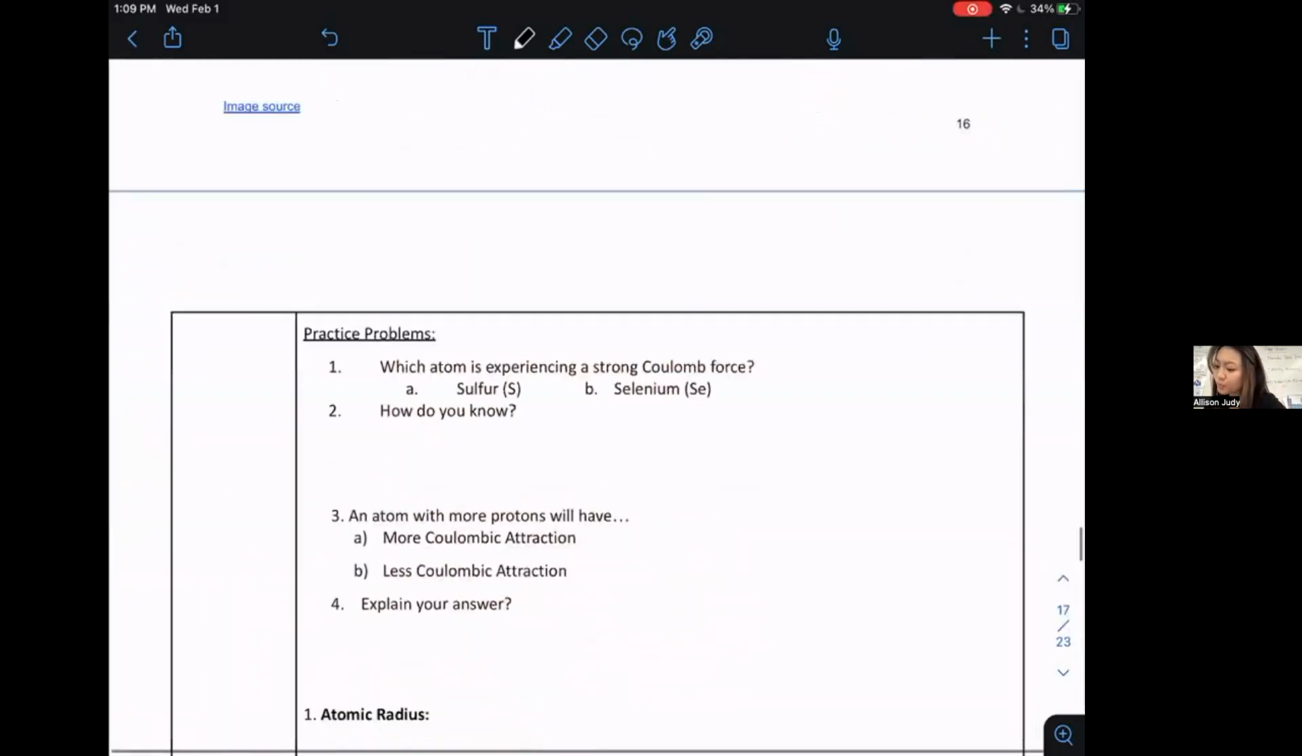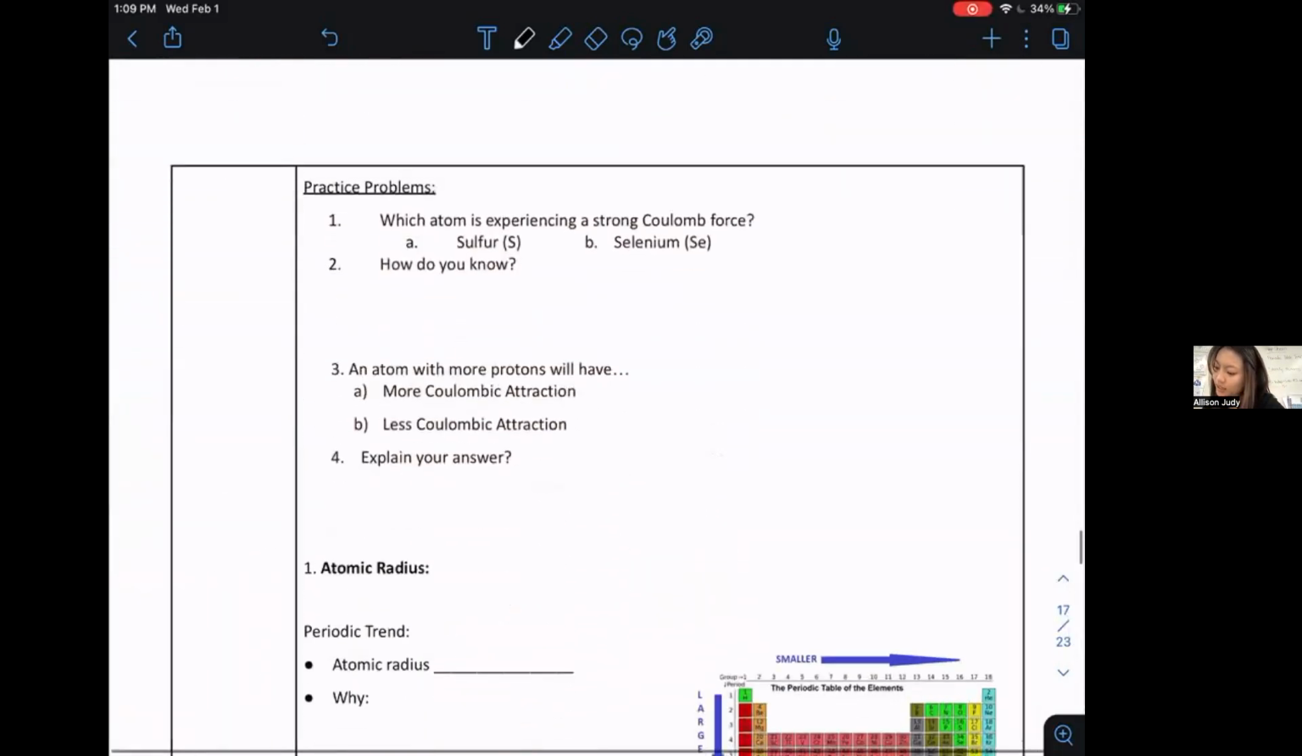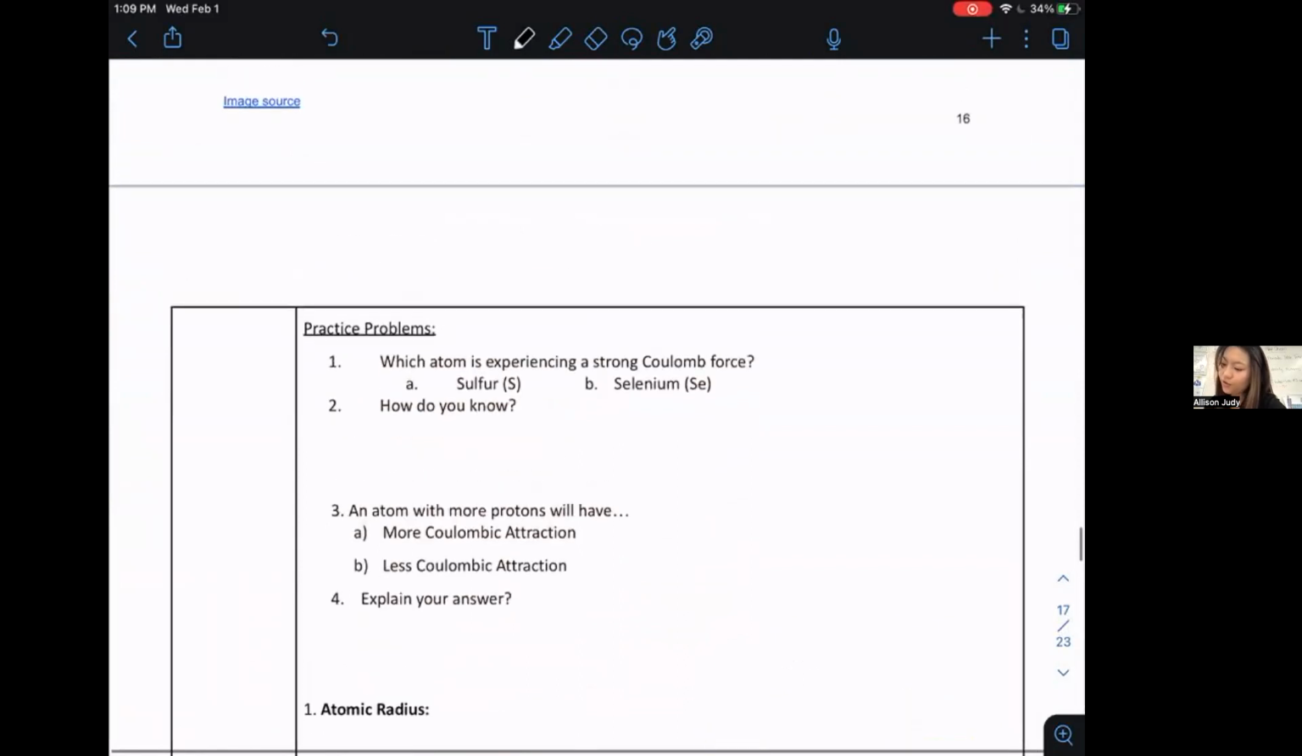Okay, so go ahead and do this quick practice problem right here, 1 through 4. Do that on your own. Okay, so practice problem 1. Which atom is experiencing a stronger Coulombic force overall? Sulfur. Selenium is in a whole other energy level, so you get an exponential increase, a whole lot of other components.